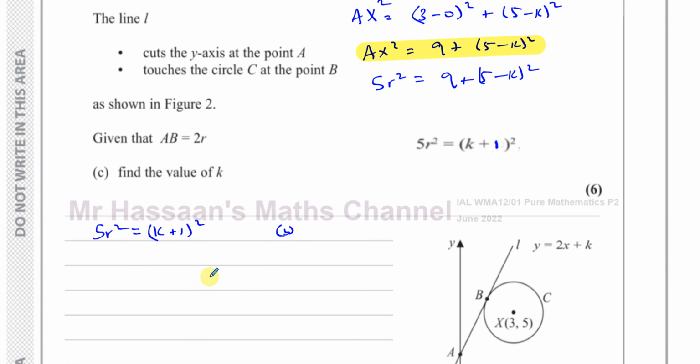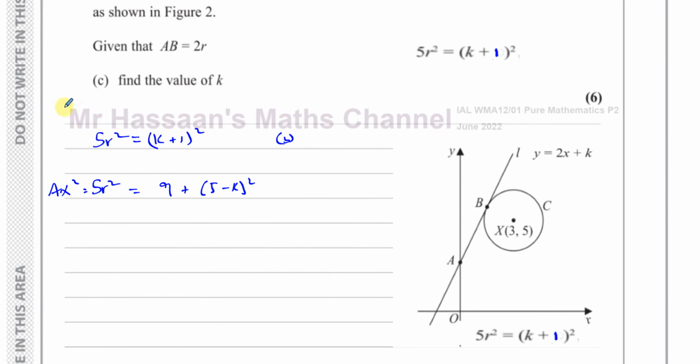We were supposed to show that. Even if we couldn't find it, we can use that, of course, now. And we also know that 5r squared is AX squared, which is equal to 9 plus (5 minus k) squared from the length formula. So I can now say that these two are equal to each other, because they're both equal to 5r squared. So I can write that (k plus 1) all squared is equal to 9 plus (5 minus k) squared. So if I expand this and expand that, I'll have an equation that I can solve.